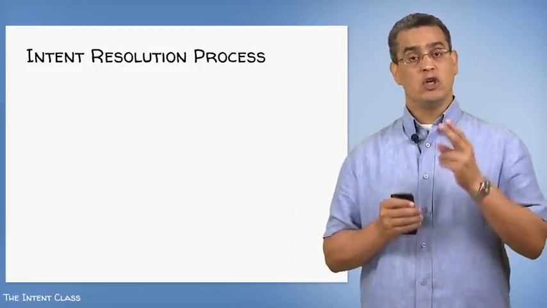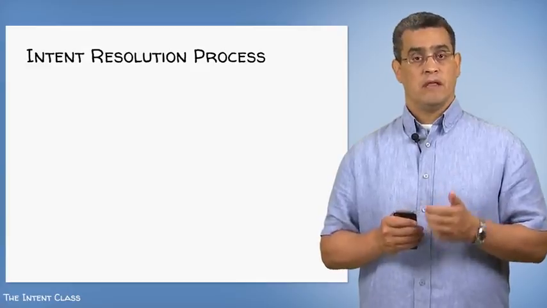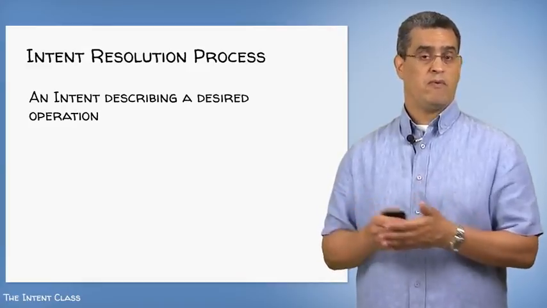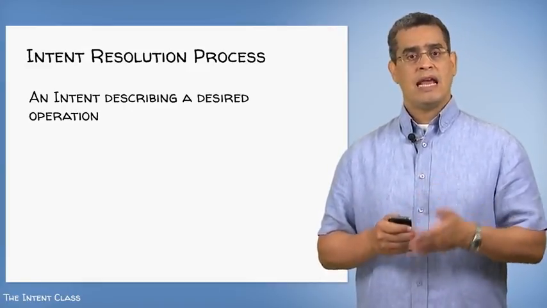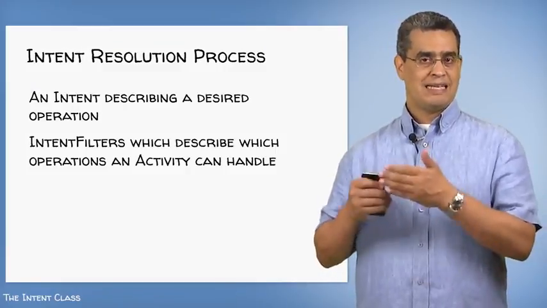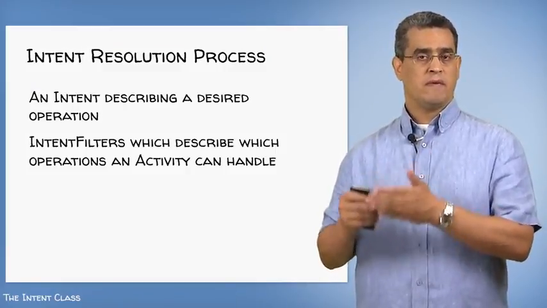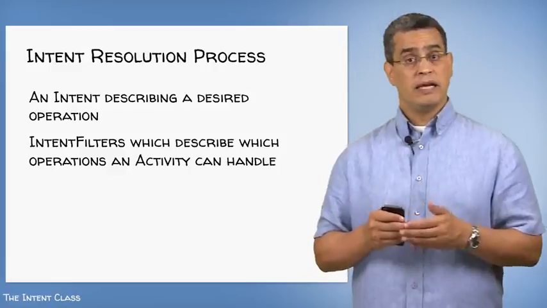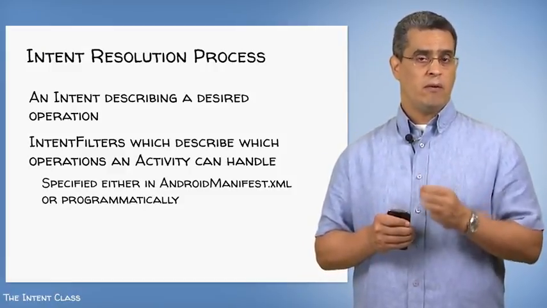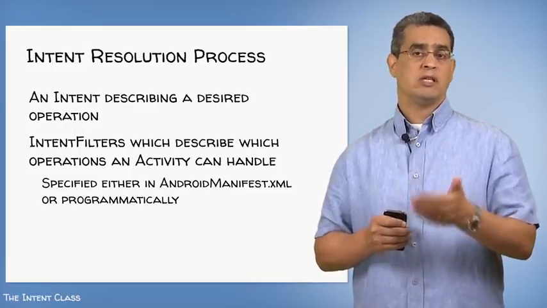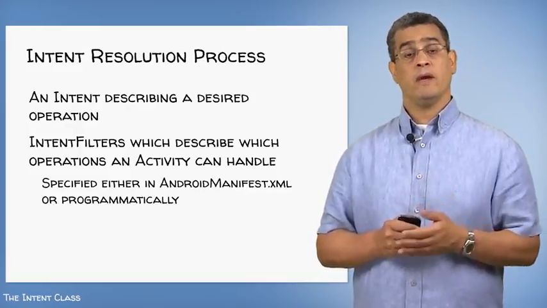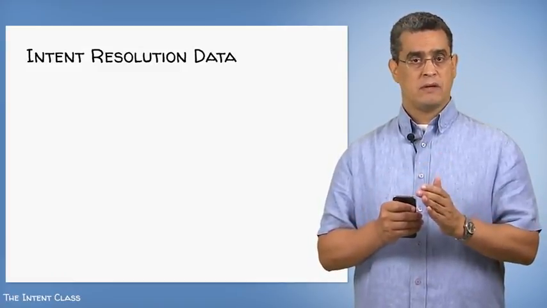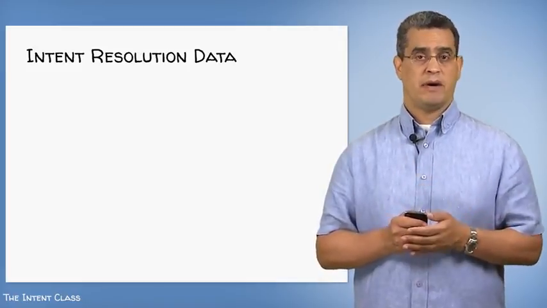Intent resolution relies on two kinds of information. First, there's the intent that the calling activity created to describe the operation that it wants to be performed. And second, individual Android activities specify intent filters which describe the kinds of operations or intents that they can handle. This information is usually placed in the AndroidManifest.xml file for the applications to which these activities belong. At runtime, when the startActivity method is actually called, Android will try to match the intent with the intent filters that it knows about.